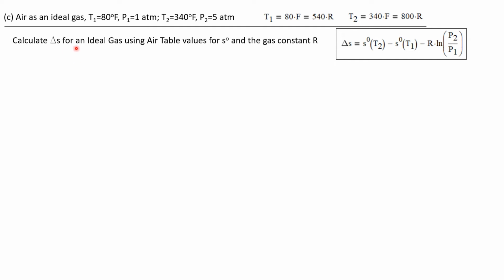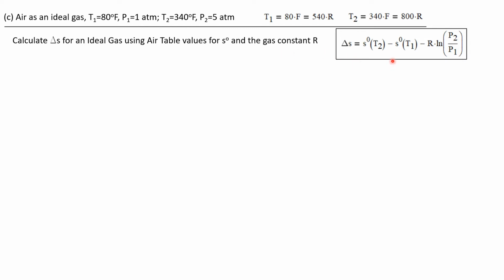So let's calculate delta S for an ideal gas using the air tables. What you'll notice in the air tables is there's not a value of S, but there is S with this little degree sign. I call it S naught. There might be other names for it. And with that value and the gas constant and the pressure, we can calculate delta S.